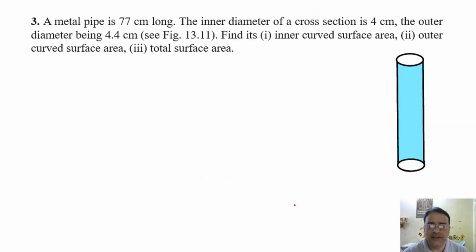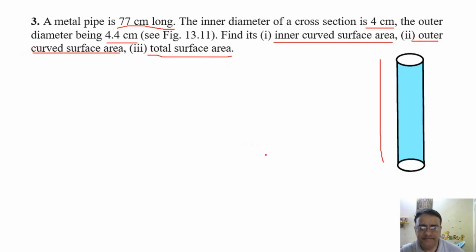Now this question is a very good question. A metal pipe is 77 centimeter long. The length of this metal pipe, okay, from here to here. The inner diameter of a cross section is 4 centimeter, and the outer diameter being 4.4 centimeter. Find its inner curved surface area, outer curved surface area, and the total surface area.